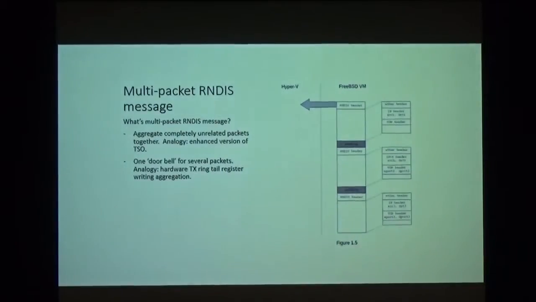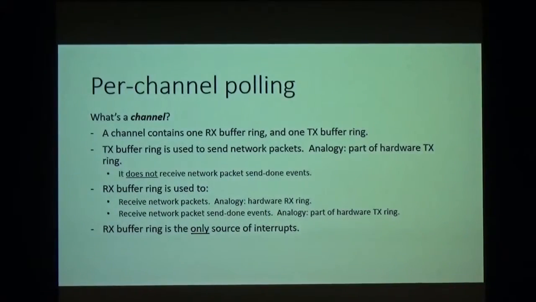The next improvement we have introduced is per-channel polling. First, a brief introduction of the channel. On Hyper-V, a channel consists of one RX buffer, the reception buffer, and one transmission buffer. The transmission buffer is only used to send packets. It's kind of like a hardware transmission ring, but unlike the hardware transmission ring, it does not receive the send-done event. It's just used to do the sending.